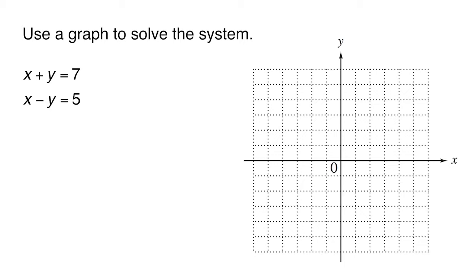To graph both equations, we'll find ordered pairs that satisfy the equations. We'll start with the first equation, x plus y equals 7, and we'll create a table of values. When x is 1, y equals 6, so we know we have the point (1, 6) on the graph. When x is 2, y equals 5. And when x is 3, y equals 4.